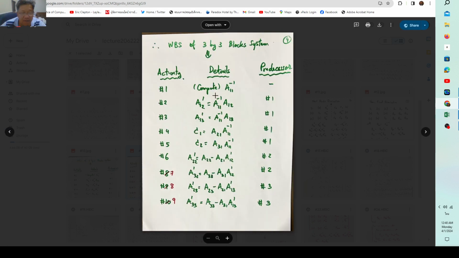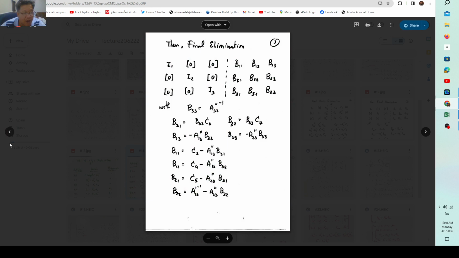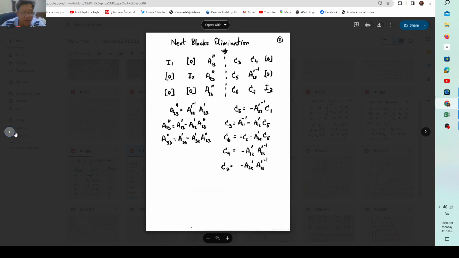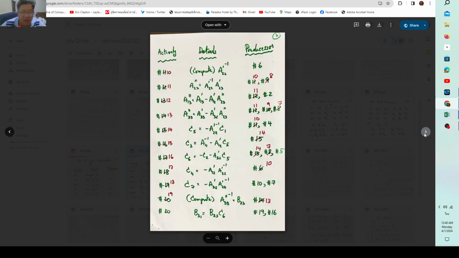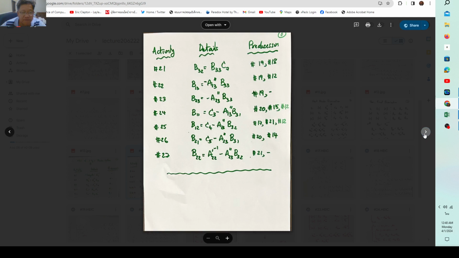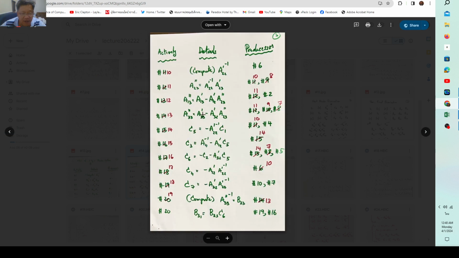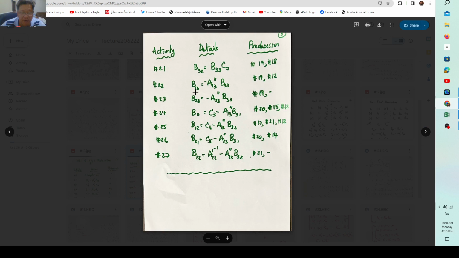Actually, everything that I wrote in this work breakdown structure just follows the step-by-step computation that we developed over here. And I did explain to you previously. Okay, so it reached toward the end, right? Once you get A33 prime inverse, which is B33, and you get B31, and then you get B32, and so on. Okay, so now you can have nine different files to keep.